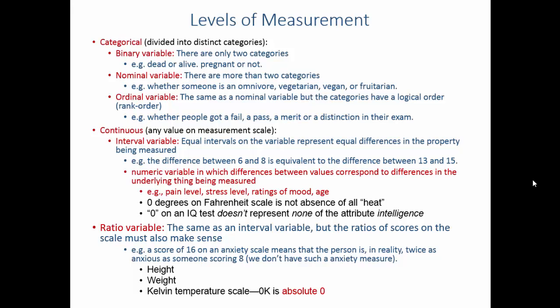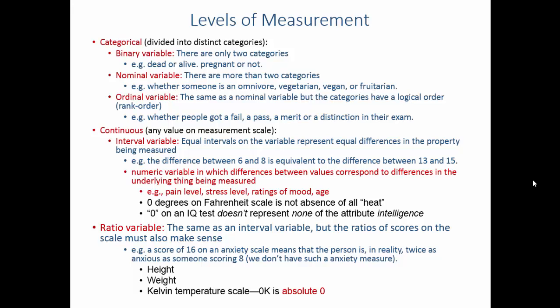Next, the other types are continuous. Both interval variables and ratio variables are continuous variables, and you could basically get any value on a continuous scale. An interval variable is called an interval because there are equal intervals on the variable, and they're meant to represent equal differences in the underlying property that's being measured. So for example, the difference between a 6 and an 8 on an interval scale should be equivalent to the difference between a 13 and a 15.